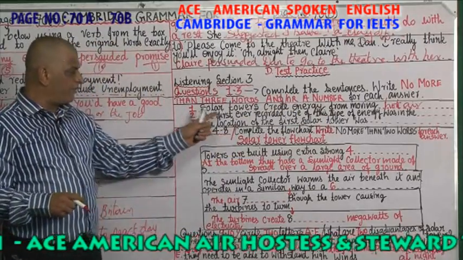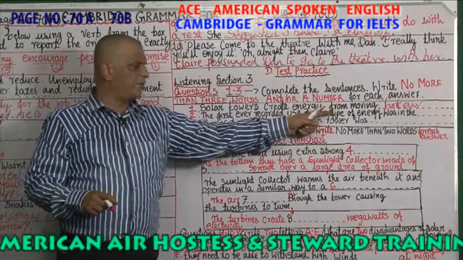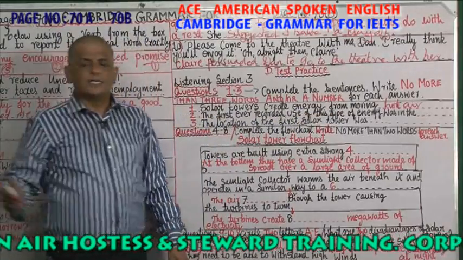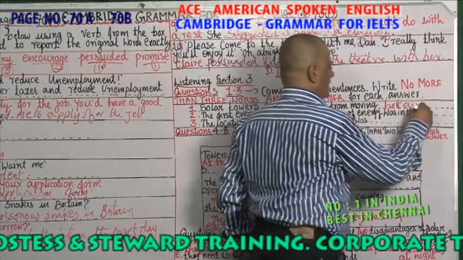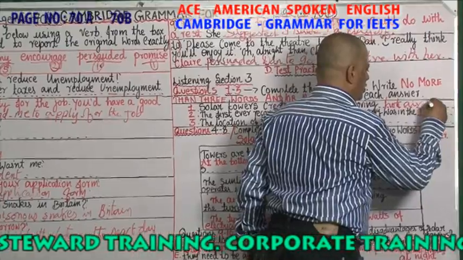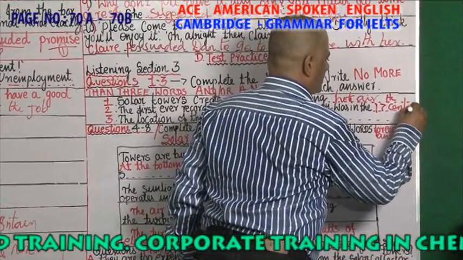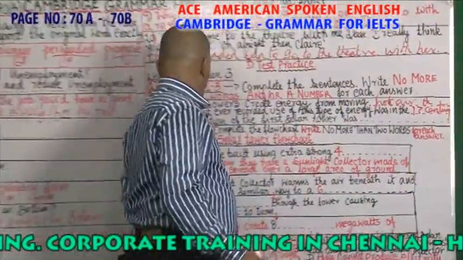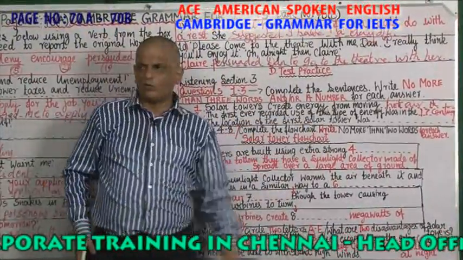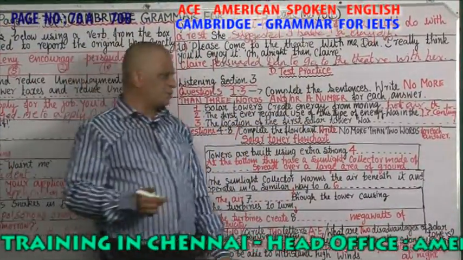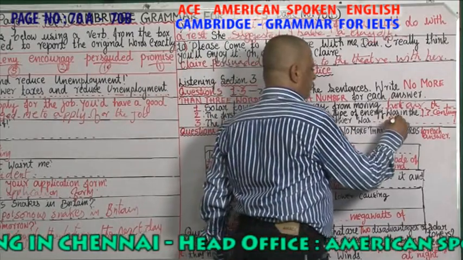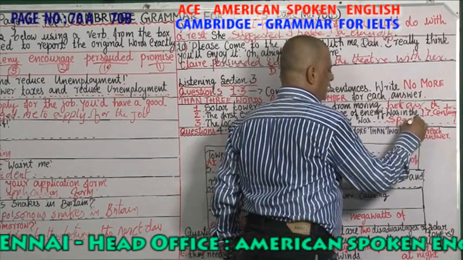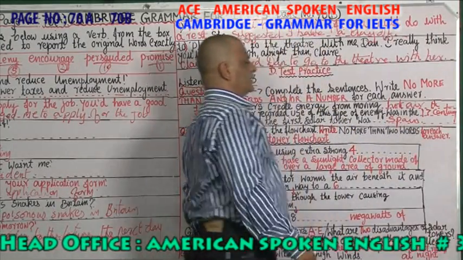Number 2, the first ever recorded use of this type of energy was in the 17th century. The location of the first solar tower was in Spain, because that one professor has taken it in Spain because a lot of sunlight is there.